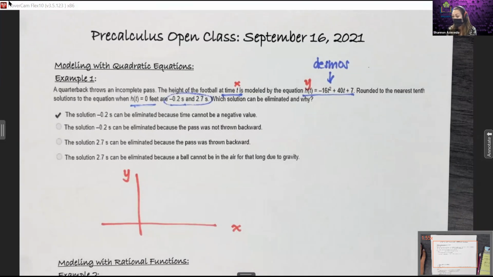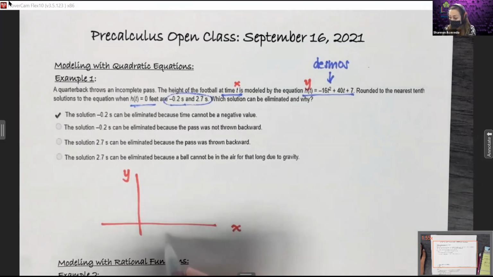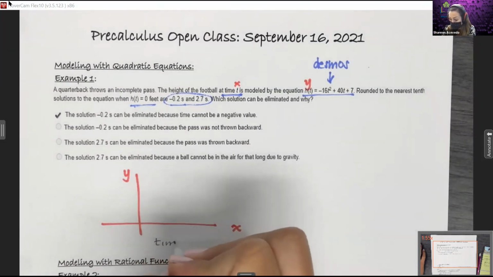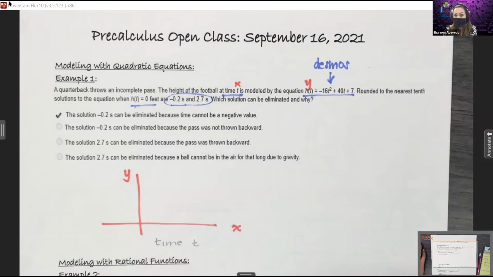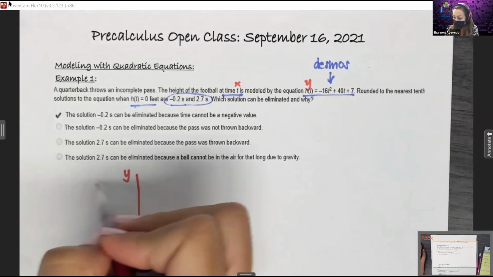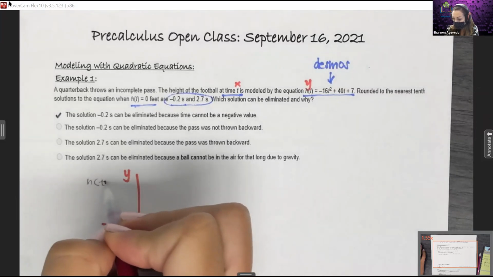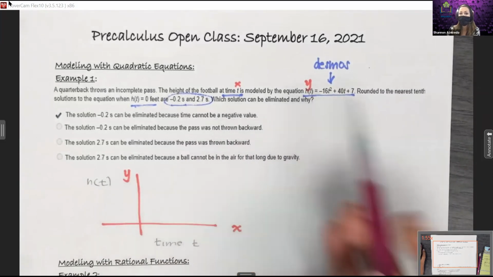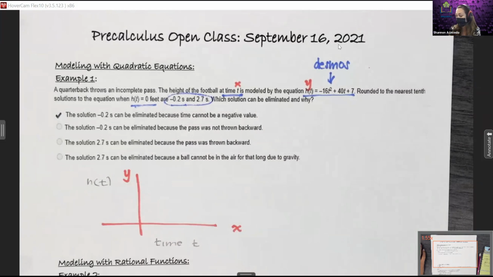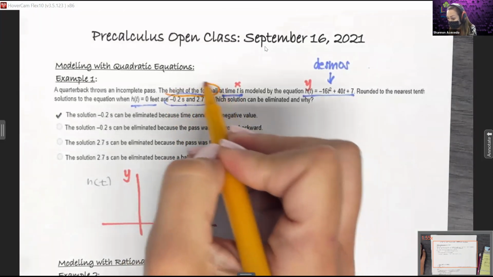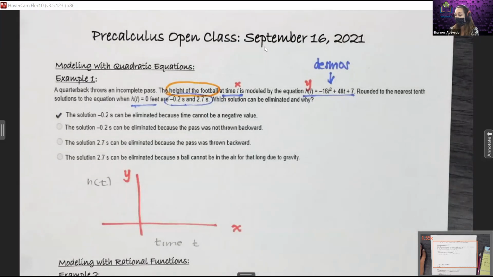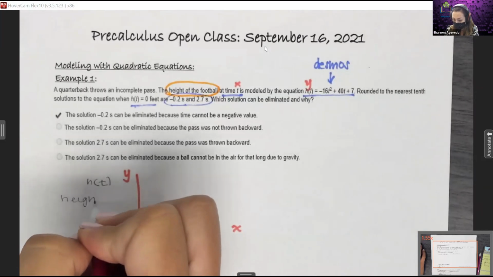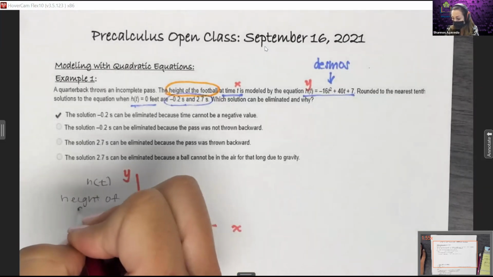Okay, so what is this telling me then, if that's the case? Well, what this tells me is that this axis right here, my X, is my time. This is going to represent my time, t. And my Y-axis is what we say is our h of t. And that h of t, it says the height of the football at time t is modeled by this. So that h of t is representing the height of the football. So again, knowing what my axes represent. This is going to represent my height of the football.